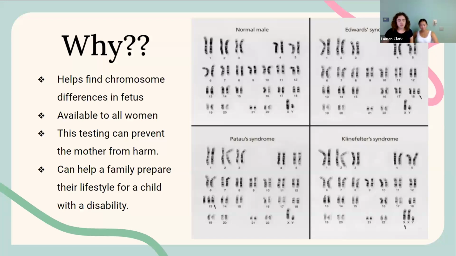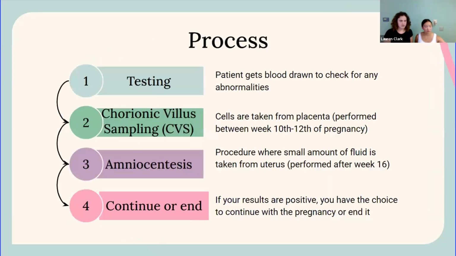And then Klinefelter syndrome is an extra copy of the sex chromosome, the X chromosome. So the fetus is assigned male at birth, but has an extra X chromosome, which could make the child intersex. And that's just another example of genetic differences.